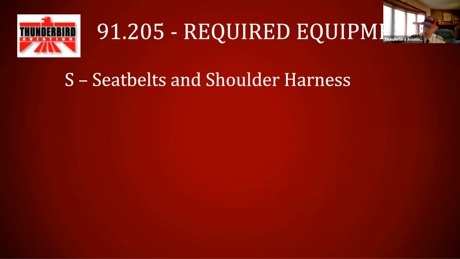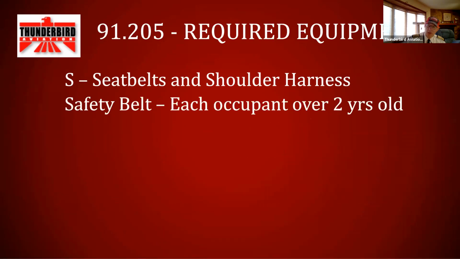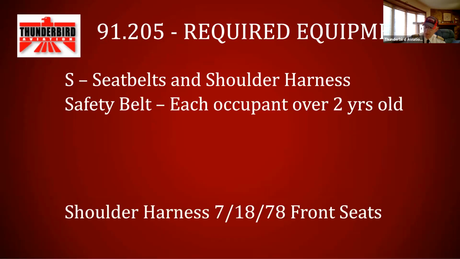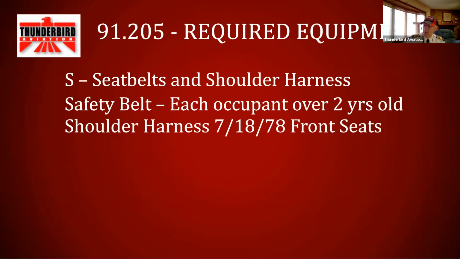The S in flames, I always write down as seat belts and shoulder harnesses, only because the FAA calls it a safety belt, but a safety belt must be there for each occupant that's over 2 years old. And that was the requirement until 1978. In 1978 was the first time the FAA required shoulder harnesses in general aviation airplanes. And that was only for the people in the front seats, so they wouldn't bang their head on the dashboard if the airplane crashed.